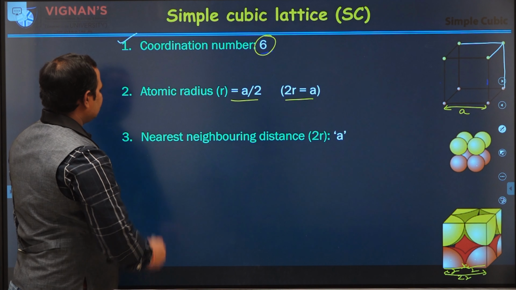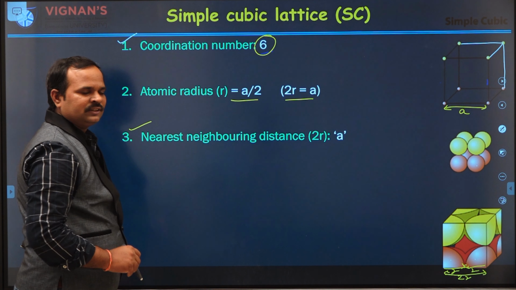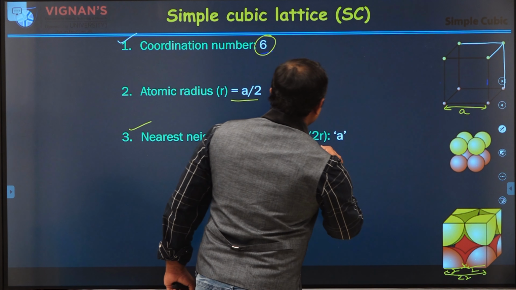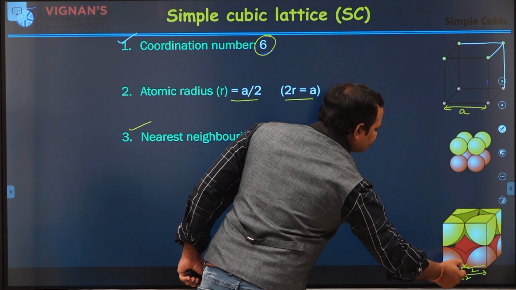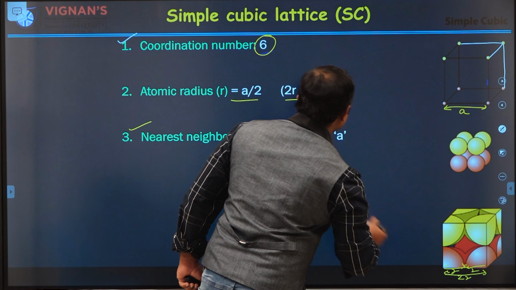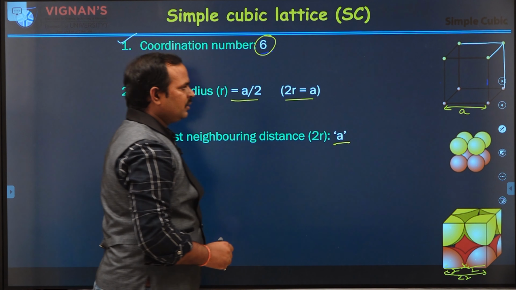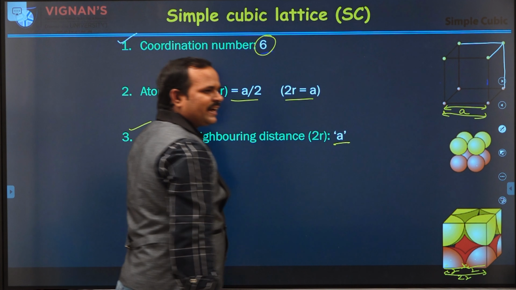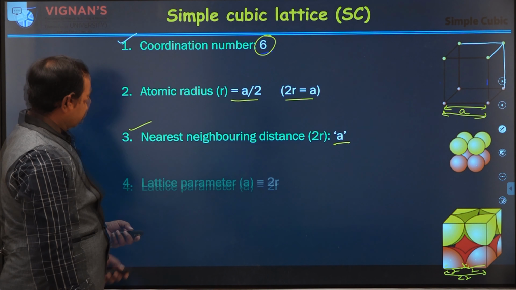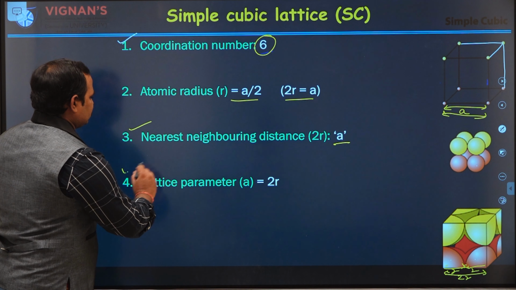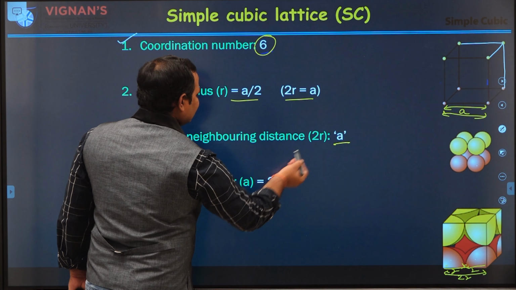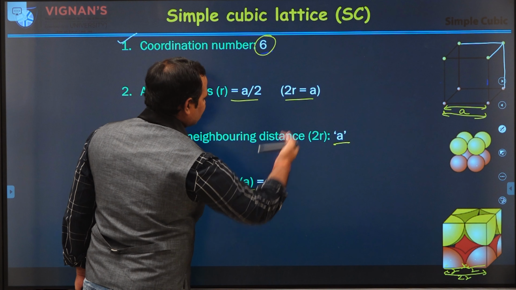The third one is the nearest neighboring distance. We know that these two are the nearest neighbors, so the distance between them is r plus r, 2r, which is equal to a, because a is the lattice parameter along the x, y, z axis. Fourth one is lattice parameter. Since we know that 2r is equal to a, then a is equal to 2r.